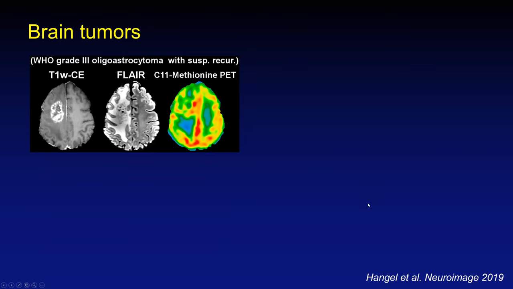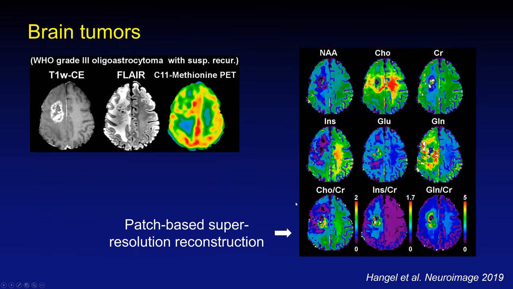Then let's jump to brain tumors. Here's an example of a suspected recurrence. It's not really clear if this gadolinium enhancement here is really a recurrence or just pseudo-progression. And here's a FLAIR map. And here is a methionine PET. And here we did a patch-based super-resolution reconstruction on our MRSI map. And you can maybe appreciate the information that you get with these multiple metabolic maps, which all have complementary information.